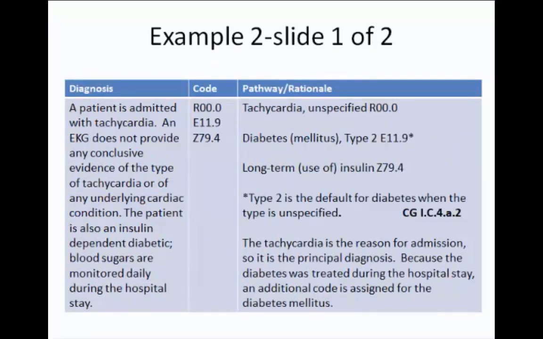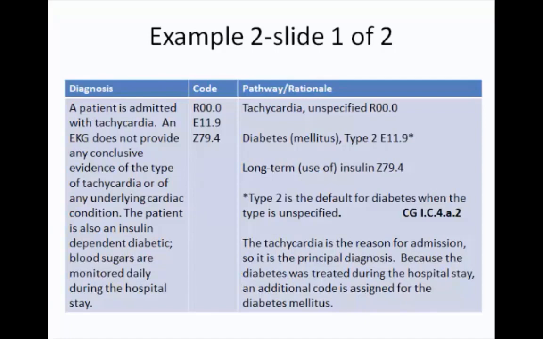In our next example, the patient is admitted with tachycardia. An EKG does not provide any conclusive evidence of the type of tachycardia or what's causing it. Patient is also an insulin-dependent diabetic, and the blood sugars are monitored daily. Why do they tell us that? Because in order for a condition to qualify as a secondary diagnosis, we have to know that it was dealt with in the course of the patient's hospitalization. So they're telling us, yes, her blood sugars were monitored daily. So we are going to report her diabetes and the use of insulin as secondary diagnoses.